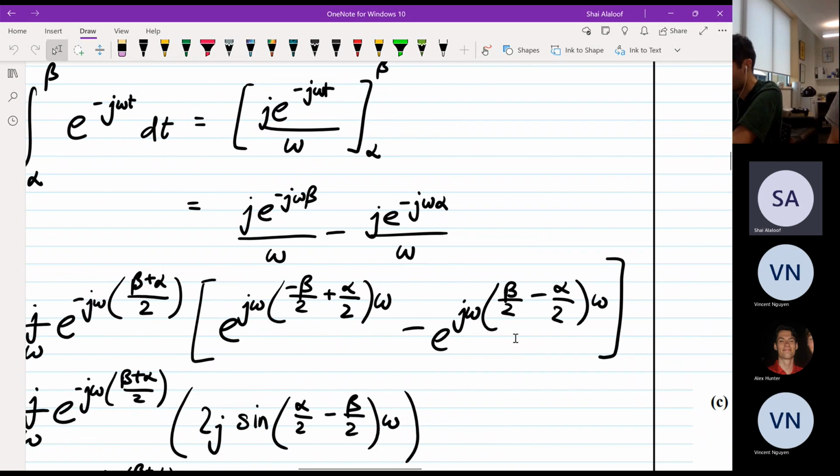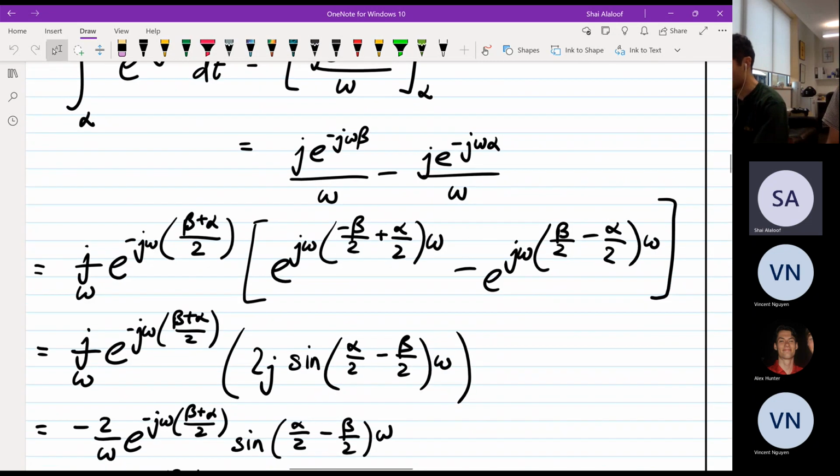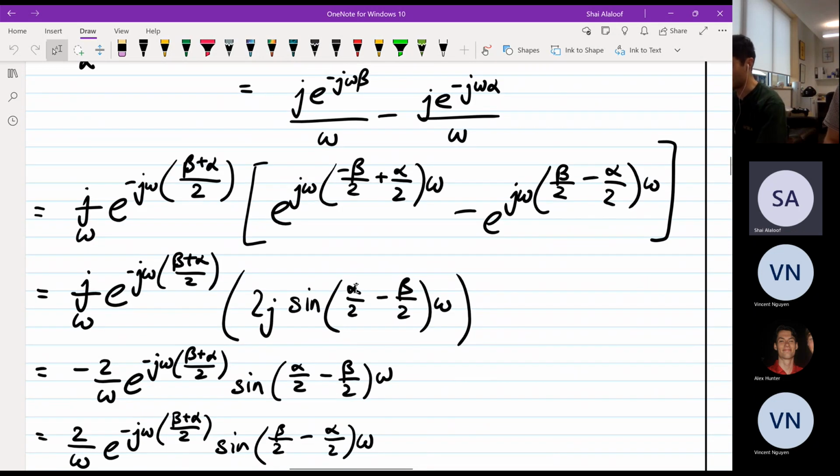Then you've got these two exponents. You might be thinking, why on earth are we doing this? But it's actually just because when we do this, it devolves into a sine function, because these two phases are the complete negatives of each other. And you know that when you have e to the minus j omega plus e to the j omega, you get a sine. In fact, you get 2j times sine of, in this case, alpha on 2 minus beta on 2 times omega.